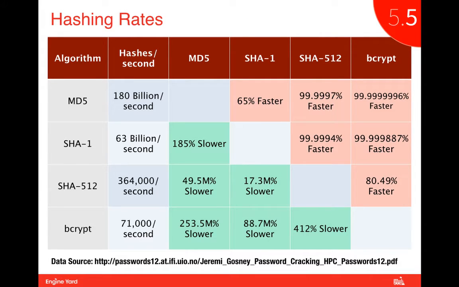So these are some hashing rates from this source here. MD5 on this guy's hardware, which is like two graphics cards connected to his custom software, can generate 180 billion hashes per second. He can test 180 billion different combinations of characters per second. SHA-1, less than half that, 63 billion. SHA-512, we're getting a little better, we're now in the millions here. But bcrypt is only 71,000 per second. That's not that many.